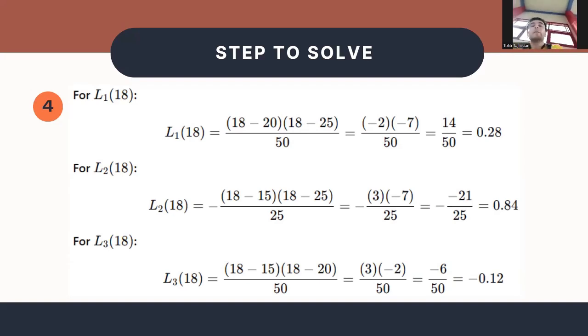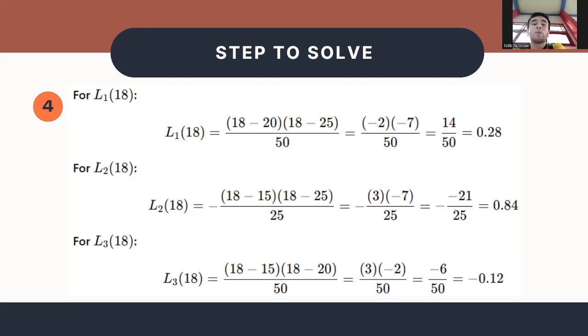So the first one is L1 of 18 is equal to 18 minus 20 times 18 minus 25 over 50, which is given in the previous slide, and is equal to minus 2 times minus 7 over 50. Minus is automatically plus. 2 times 7 is 14 over 50, which is equal to 0.28.